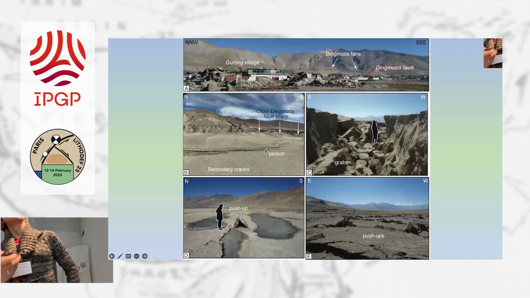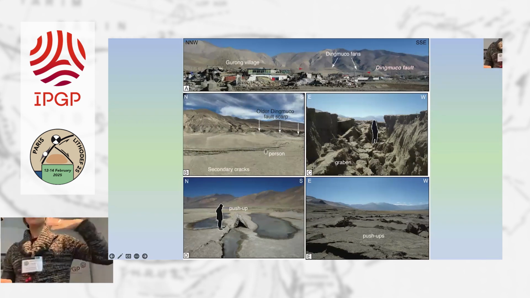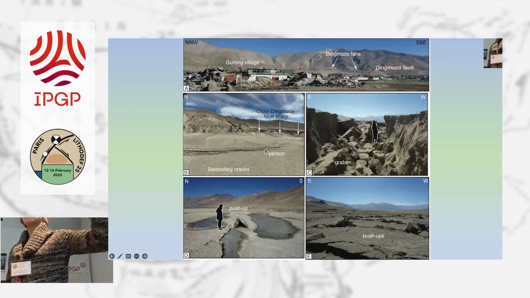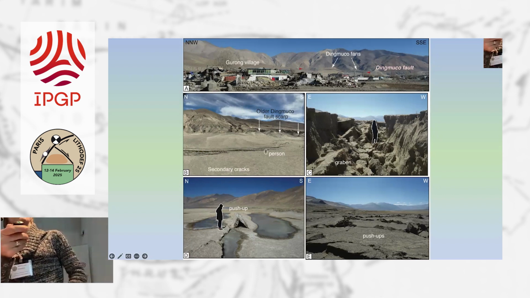So, other photos of secondary cracks farther south along the Dingmutso Lake. You have these grabens that are quite deep. And then you also have push-ups, actually, because when you mobilize sediment suddenly, from upstream to downstream, you have extension upstream, then you have compression downstream. And this is a village that got destroyed. And in the background, you can see the fault scarp, the cumulative fault scarp of the Dingmutso fan, which I will show in a second.